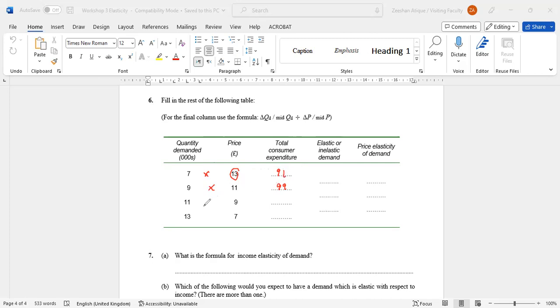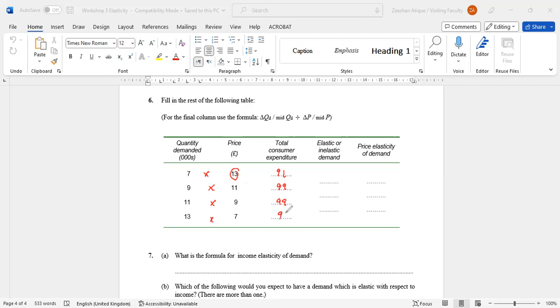For the third level, the quantity is 11,000 and the price is 9. If you multiply 11 by 9, again you get 99. So the price change from 11 to 9 does not change your total revenue at all. That also tells you about the concept of elasticity. And similarly, multiplying 13 by 7 gives you 91.